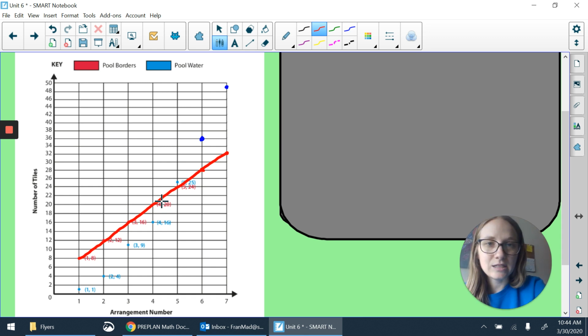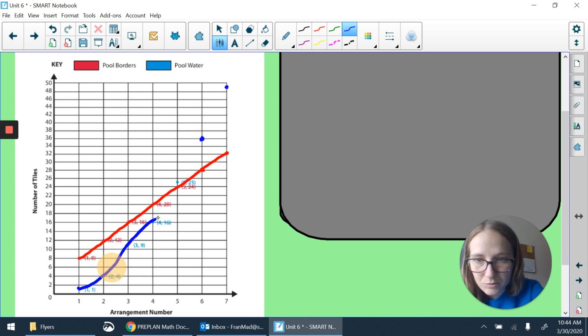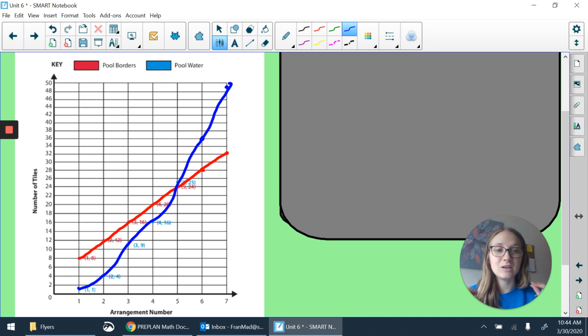Now I'm going to go ahead and connect these dots and think about what I'm noticing as I connect them. All right. Ooh, my line's getting a little curvy, but then it really curves, right? So like I was saying, with our pool water, the number of tiles increased by a lot more, and it didn't seem to be increasing by the same amount every time, right?